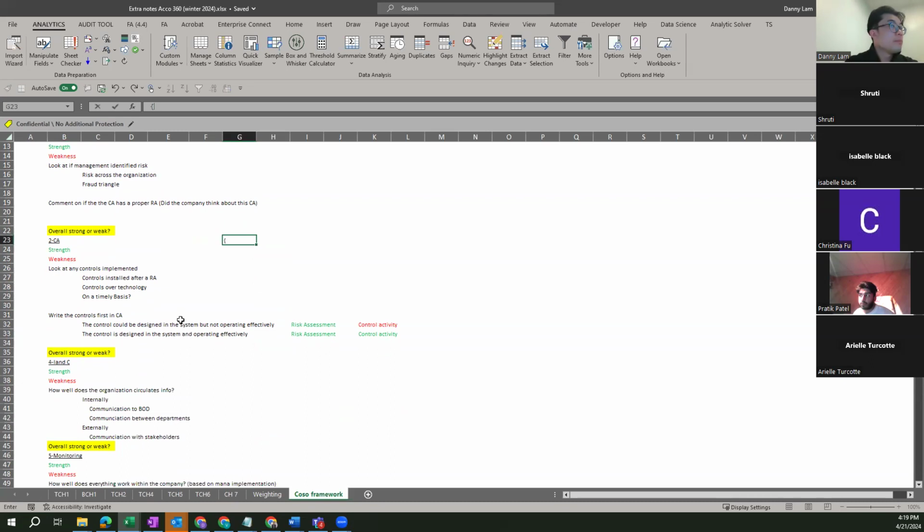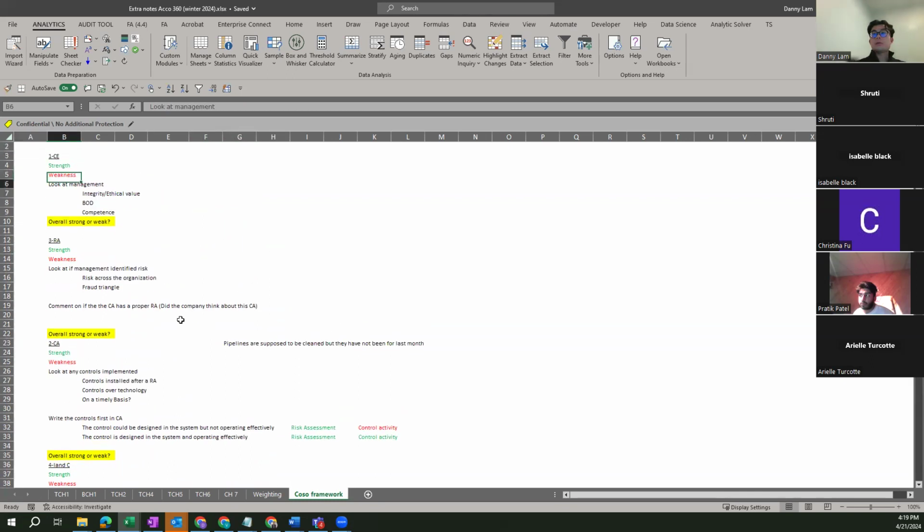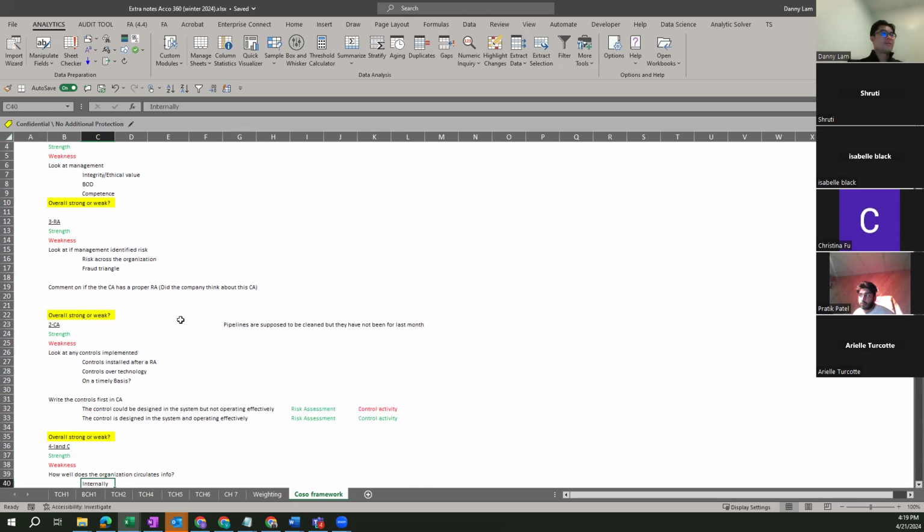So if you want me to write it, I'll write here. Pipelines are supposed to be cleaned, but they have not been for the last month. So how does this go into all of these? How would you categorize it, guys? Guys, don't be scared. It's brave enough that you're trying it, and you don't know anything right now because you haven't studied.